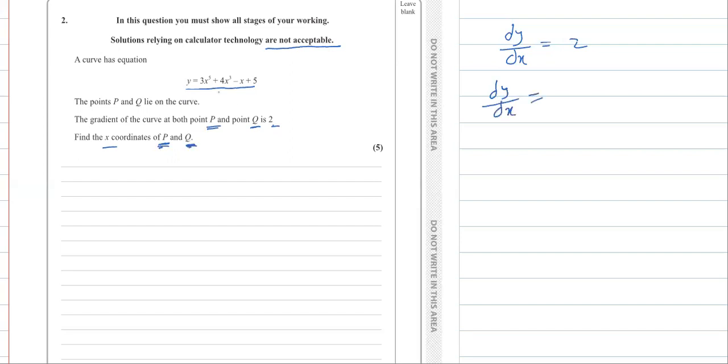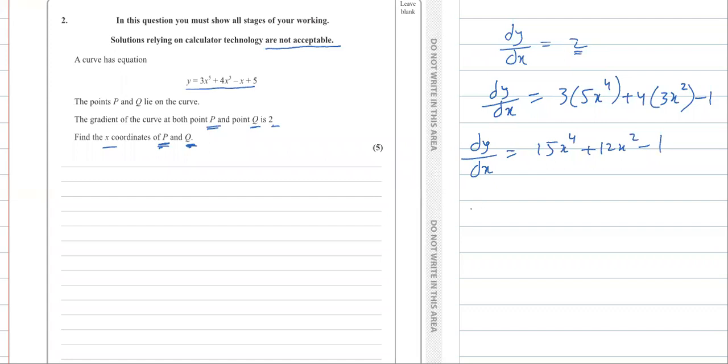That is a very simple case. 3 into 5 x to the power 4, using power rule, then plus 4 into 3 x to the power 1 less, and then minus 1. For 5 it is 0. So dy over dx here will become 15 x to the power 4 plus 12 x square minus 1. That is our dy over dx. And it is given it is equal to 2.